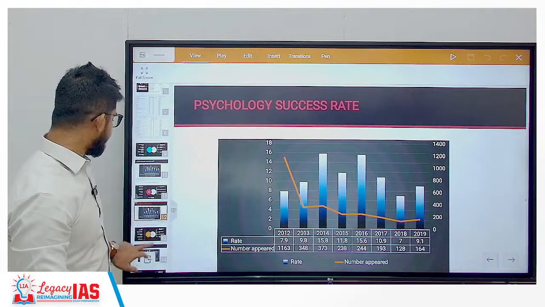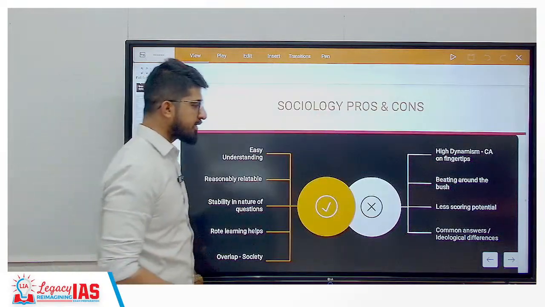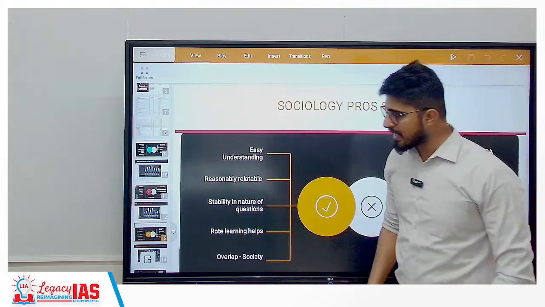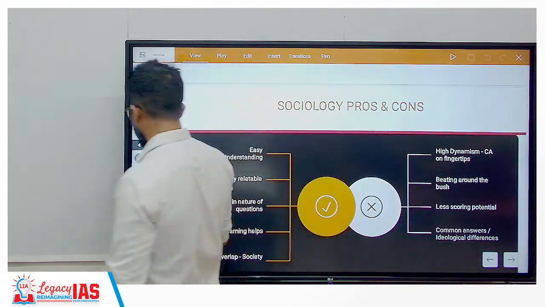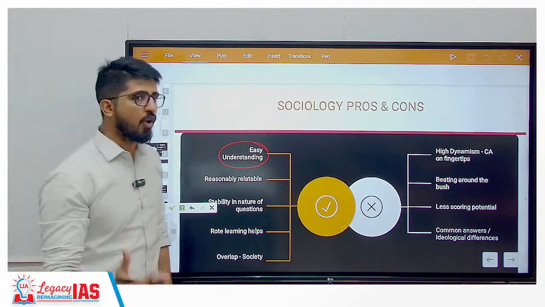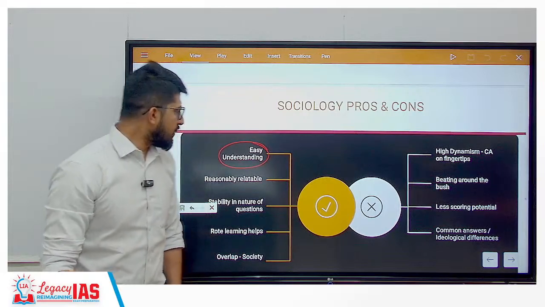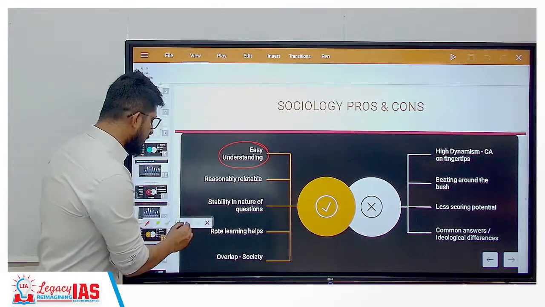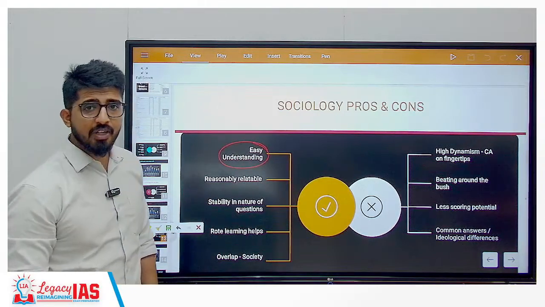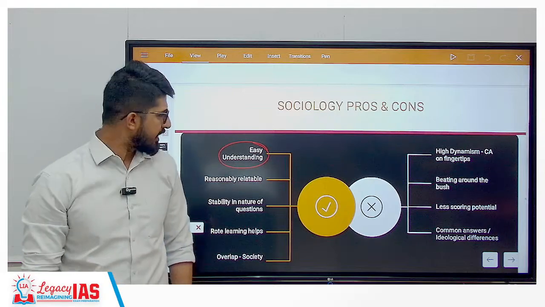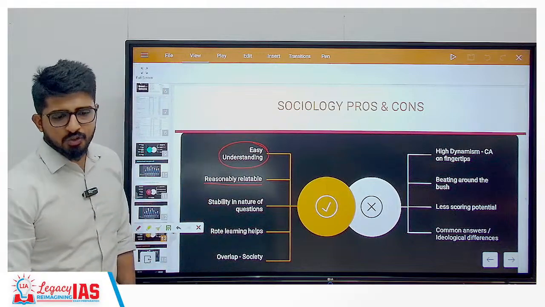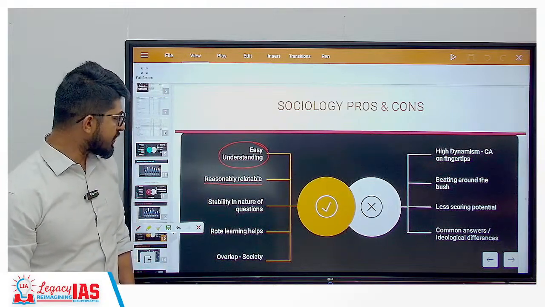And next, sociology. Of all the 4 optionals we spoke of, this is the easiest one, easy to understand. Why? Because this is related to the behavior of people, group of people. So how the society works, that's what this is about. You would be knowing almost everything that is there in the subject already. However, you have to get the perspectives. So it is reasonably relatable to your real life as to how life goes on. It is quite related to that.